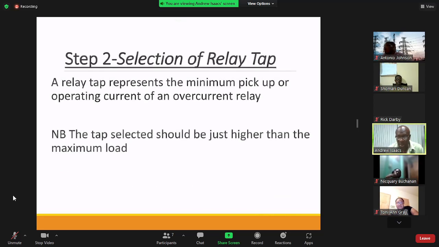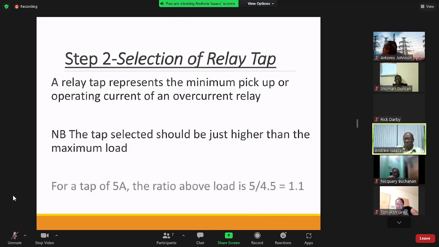So we now come to the relay. As we mentioned before, as you have already been exposed to, the tap represents the minimum operating current for an overcurrent relay. And the tap selected should be just higher than the maximum load. So if we select a tap of 5, then the ratio above load is 10%, so we get 1.1. And yes, I know I am eating a few decimal places, so don't preach to me. But it is 10%, all right? So 1.1.